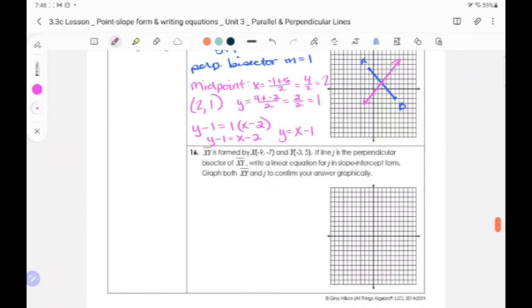Line XY is formed by X(-9, -7) and Y(-3, 5). If line J is the perpendicular bisector of XY, write a linear equation for J in slope-intercept form. Graph both line XY and J to confirm your answer graphically.